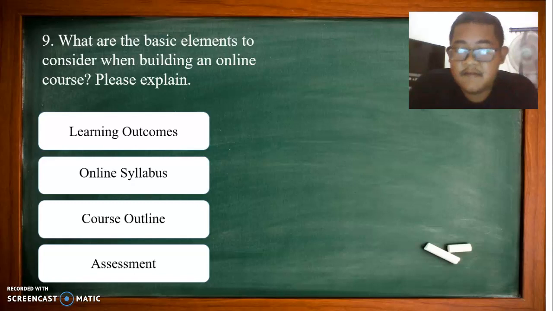Online syllabus, meanwhile, serves as the foundation of the course, in that it has the objectives and the requirements. It is very important because it serves as the foundation of the course. The course outline then acts as the schedule. It describes the order of events of the course, on what day it happens, at what time.